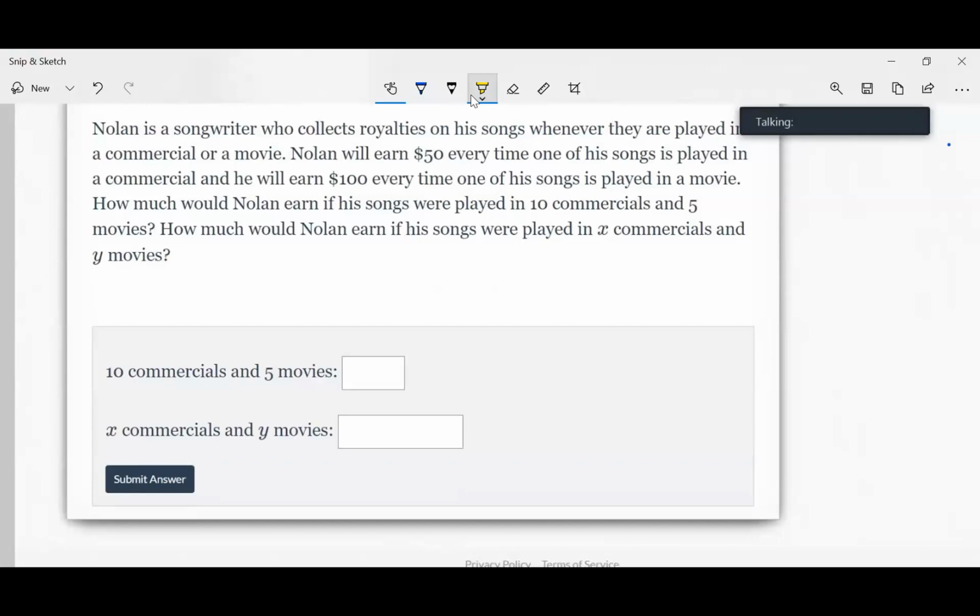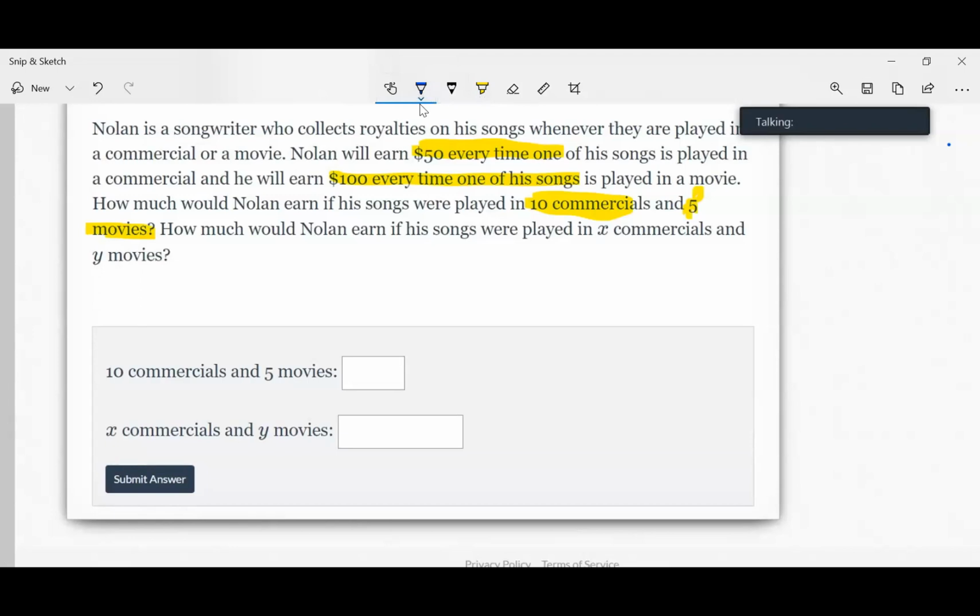So whenever his songs are played in a commercial or movie, so this is the second set of problems on the first Delta Math assignment. He'll earn $50 every time one of his songs is played in a commercial, and he earns $100 every time one of his songs is played in a movie. How much would he earn if his songs were played in 10 commercials and 5 movies? And so all we're doing here is we're going to answer the question, and then we're going to write a little expression to represent what's going on, like in general.